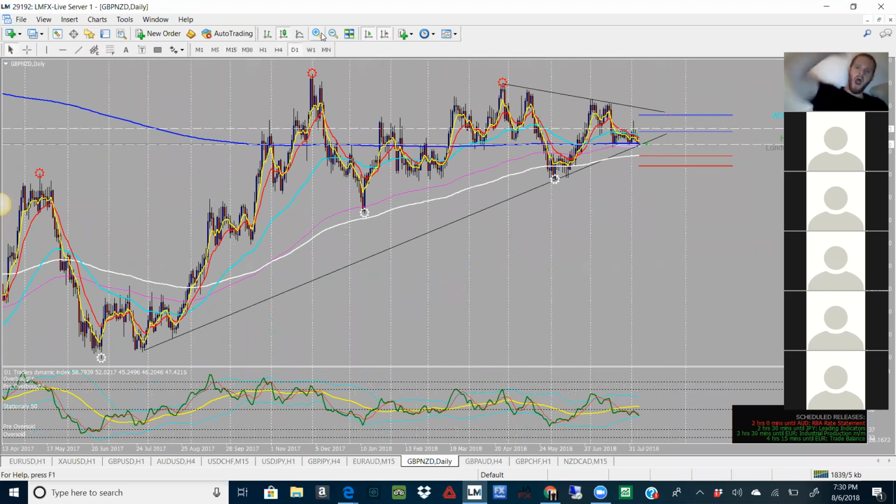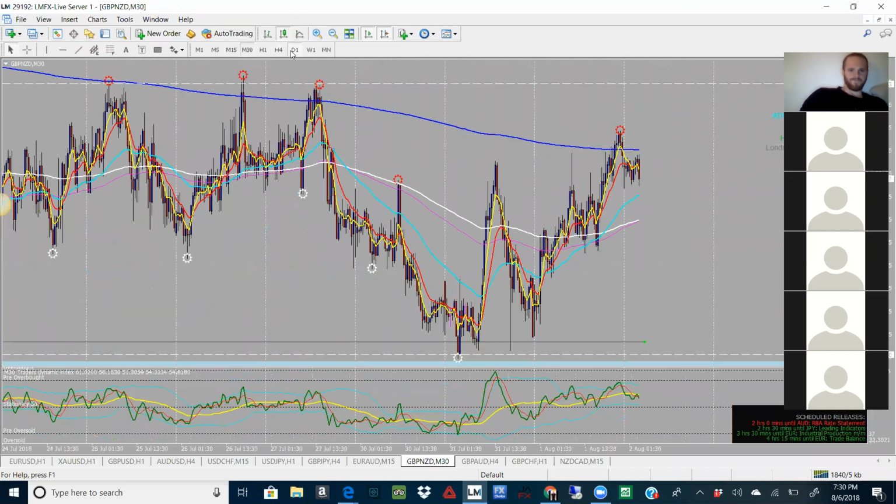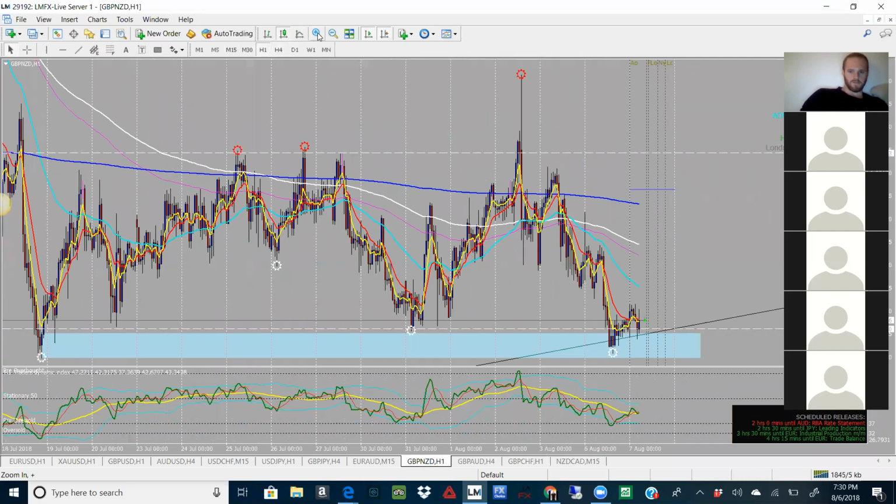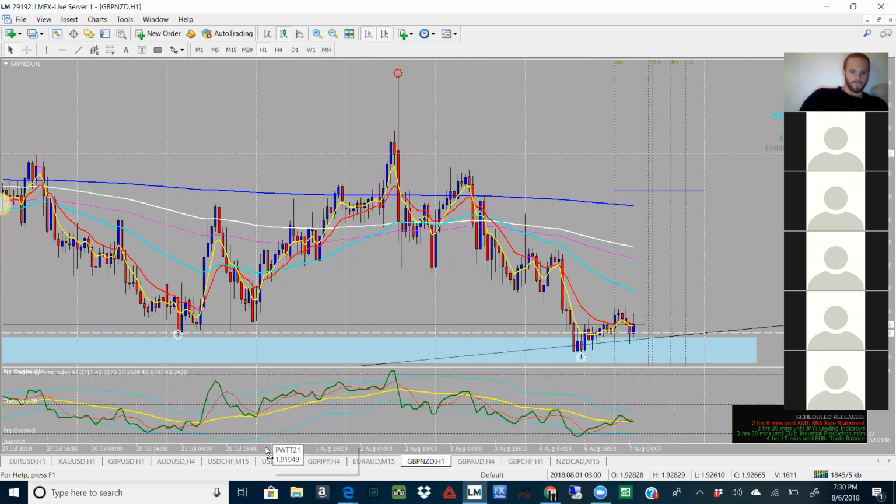If it doesn't, shit. This is why I don't like this pair. If it doesn't break this low here, it's going to shoot up, retrace, and continue like that. So pretty much what I'm going to say is wait for it to move. Right now it's in the middle.